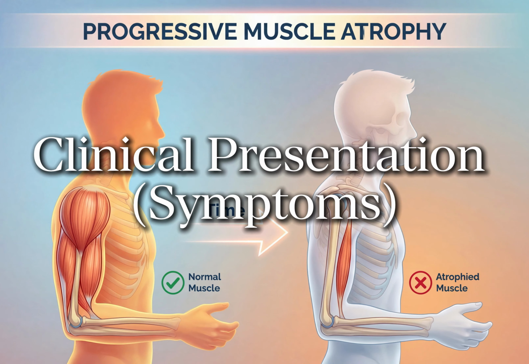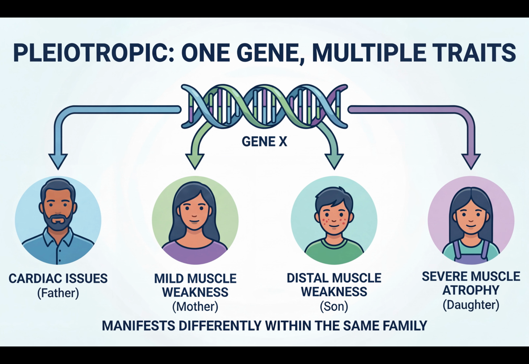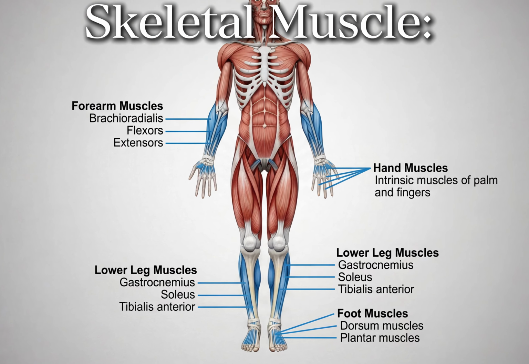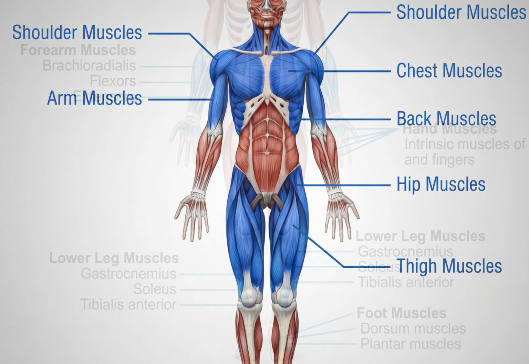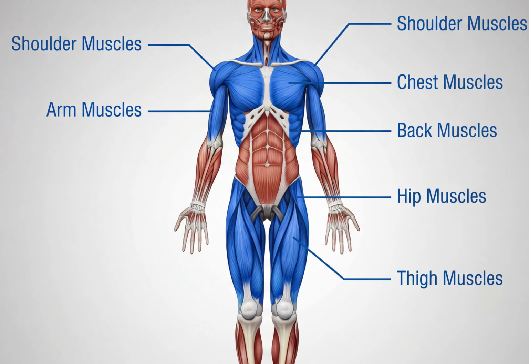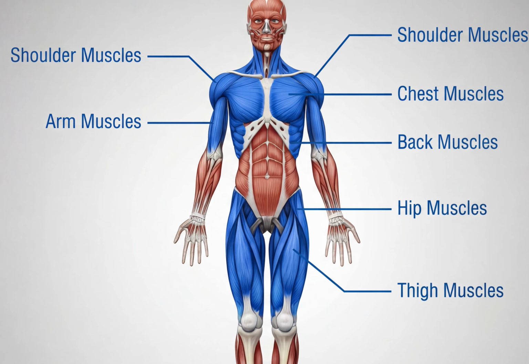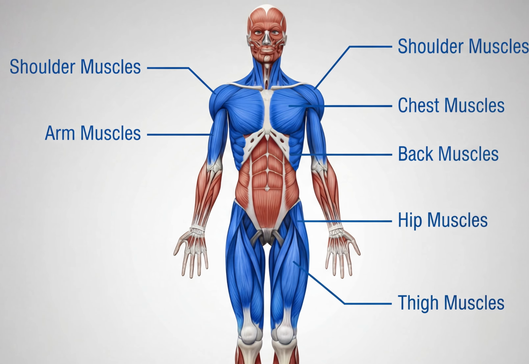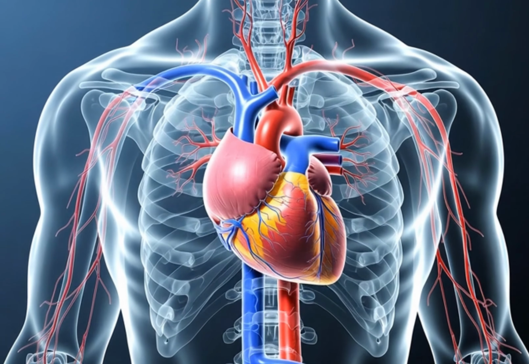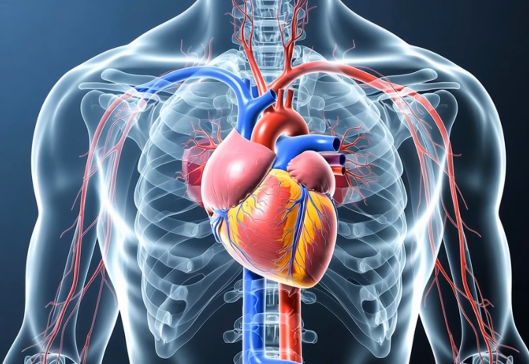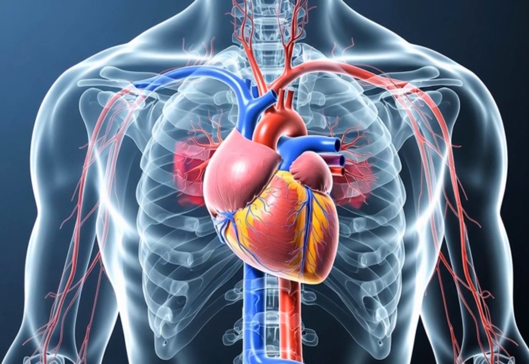Clinical presentation. Symptoms. The disease is pleiotropic, meaning it manifests differently in different people, even within the same family. It typically impacts 3 main systems. Skeletal muscle: it usually starts in the distal muscles, the lower legs, causing foot drop and difficulty walking. It eventually progresses to proximal muscles, thighs, hips, and the upper body. Unlike Duchenne or other dystrophies, which are purely proximal, desminopathy often has a distal to proximal progression. As the disease advances, the diaphragm and chest wall muscles may weaken, leading to respiratory insufficiency.